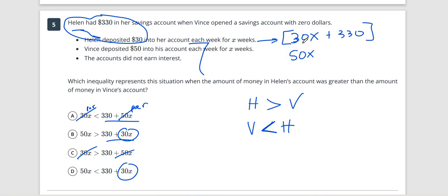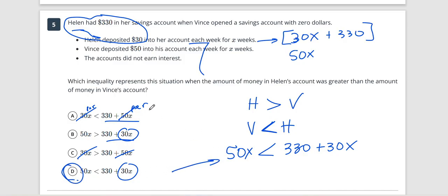And Helen is going to be the one with the 30. So we're going to have 330 plus 30x. That's Helen right here. Now Vince is going to be the other one at 50x. So we're going to look for that one, 50x. And here it is. D is the correct answer.